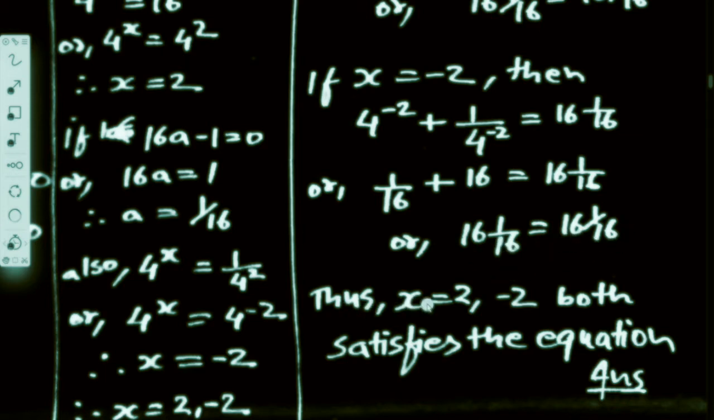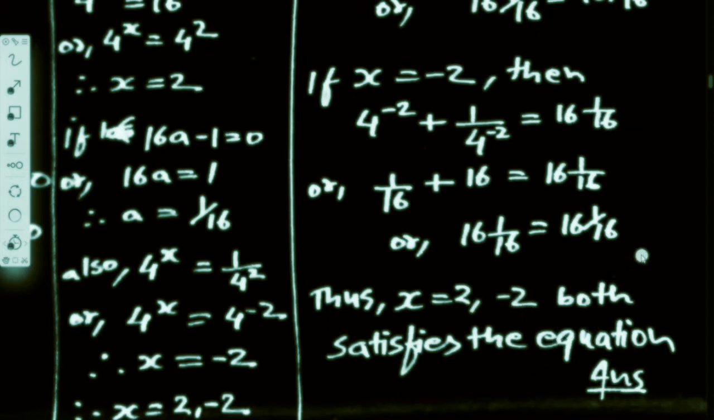Thus, here x equals 2 and minus 2 both satisfy the equation. In the beginning, the given equation is satisfied by both minus 2 and 2. So our answer is both 2 and minus 2.